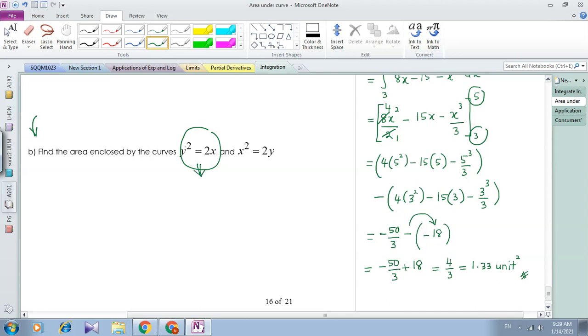If you are going to integrate this with respect to y, you must modify this a little bit. So this is x equals y squared over 2. This will be your first function. Since it's your first function, you can write f of y. It doesn't really matter because you still need to check which function is bigger than the other.